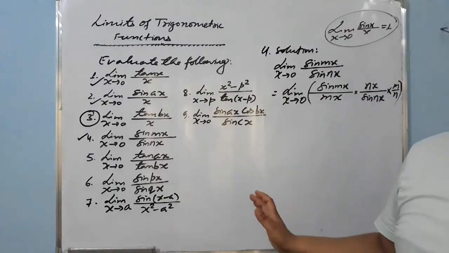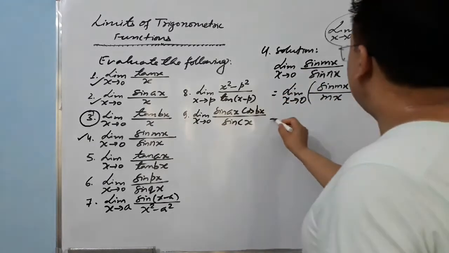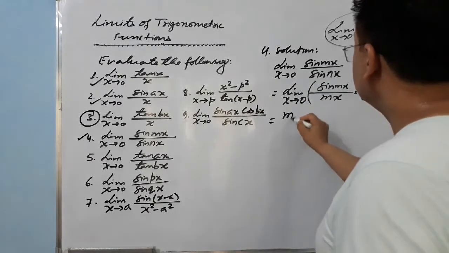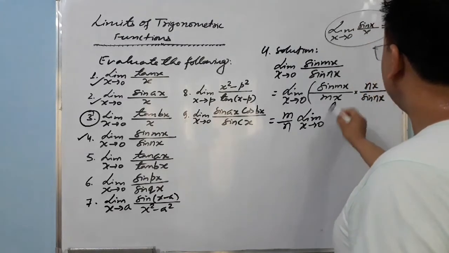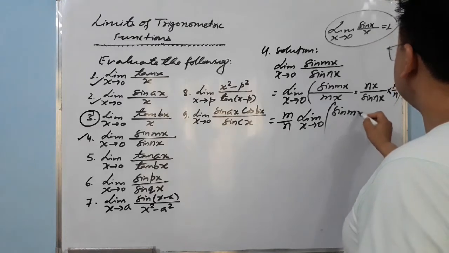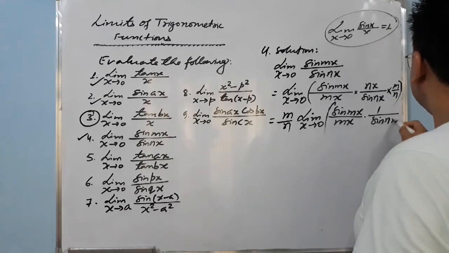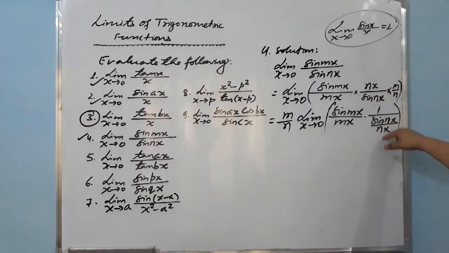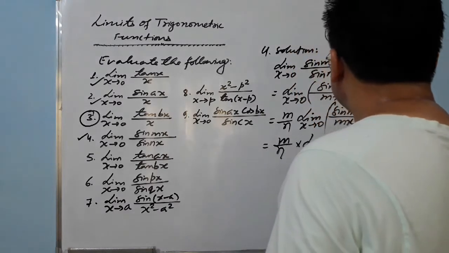Now we don't have any problem. This is equal to m upon n, which is free from the variable x, so let's write it outside, with the limit as x tends to 0. I'm going to do a little bit of rearrangement here: mx into 1 upon sine nx over mx. An equation like this will go up, and you get the same thing. I think that's clear, it's simple algebra.